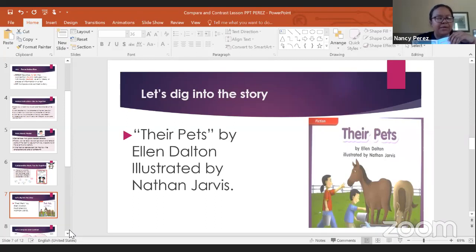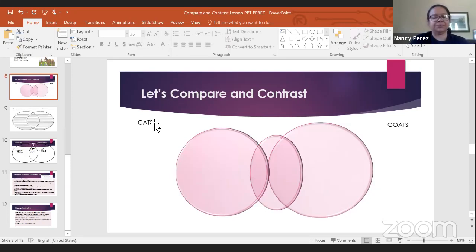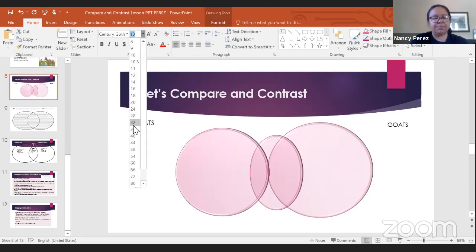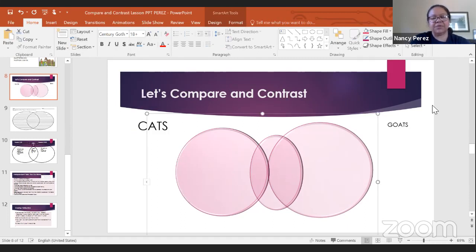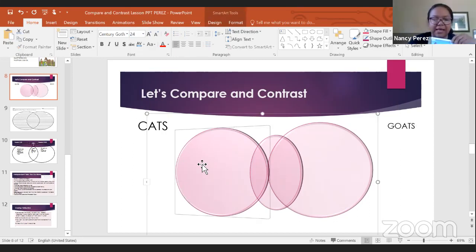Okay, so we're going to go back to our PowerPoint, and we're going to compare. Here, I put cats right here. I'm going to make it a little bit bigger so you can see cats. And I got goats over here. I'm going to make it bigger so you can see it a little bit better. Okay. On this side, what can I tell about the cats?